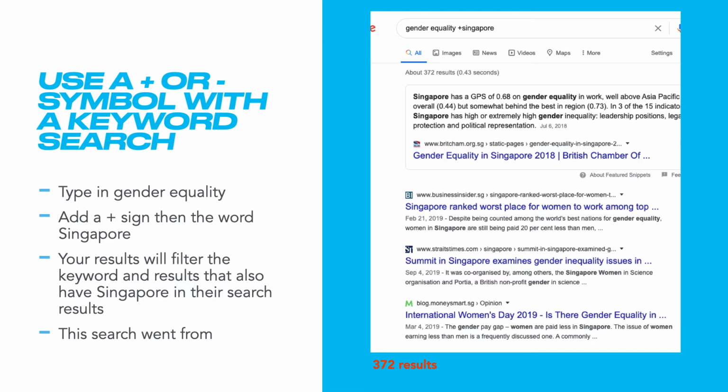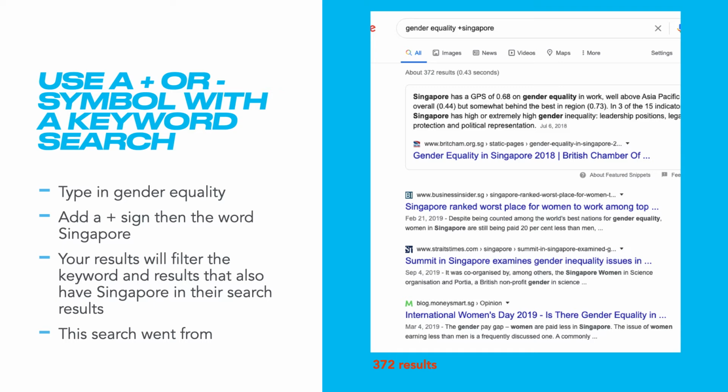Okay, so if I typed in gender equality Singapore, I can't possibly go through hundreds of thousands of results to find the best one. So this is a really powerful tip. You can also do it for minus. So if you wanted to find gender equality, but you didn't want to know about a specific concept related to gender equality, let's say you didn't want to know about salaries and what people are earning, you could say gender equality minus salary, and it would not give you any results with salaries. It would have all the other issues surrounding gender equality.